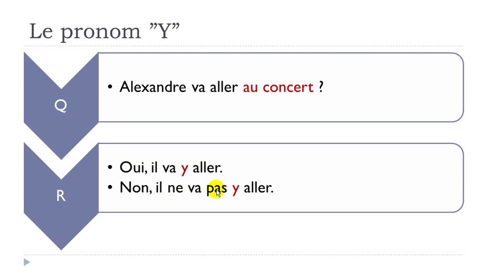Negative form, non. Il ne va pas y aller. Okay, so your negative form is before and after the first verb. And that's the key thing, okay? And then your pronoun is coming before your second verb. Okay, so your pronoun y should be always before your second verb.